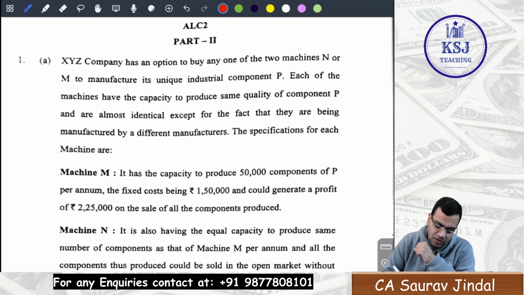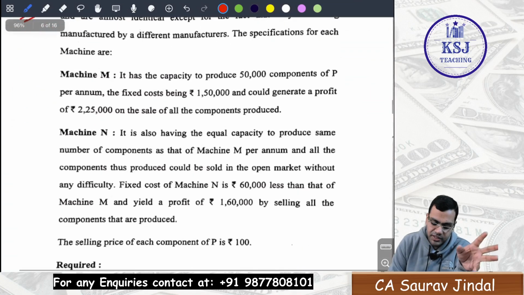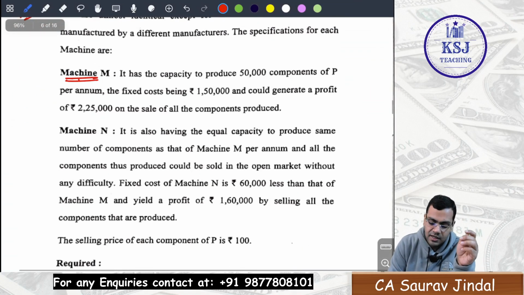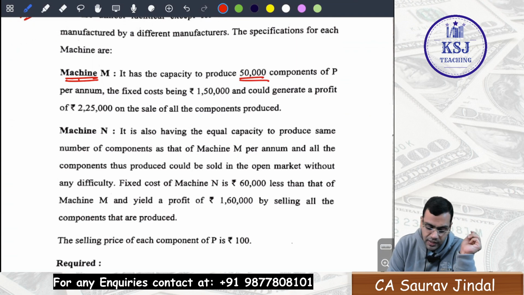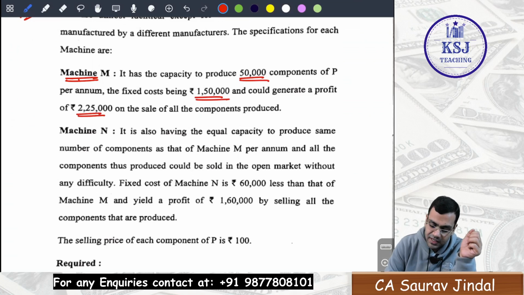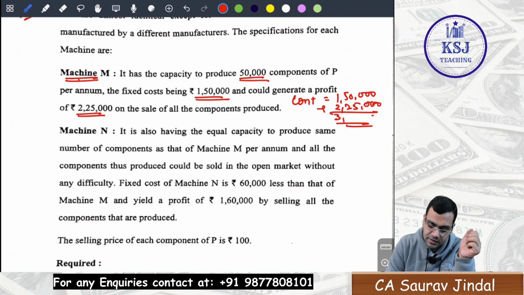It is on marginal costing, basically. They are evaluating two machines. For machine M, the data is given: 50,000 components it can produce, 1,50,000 is the fixed cost and the profit is given as 2,25,000. From here we can calculate contribution, yes or no? Contribution is fixed cost plus profit, yes sir. Contribution per unit we can calculate, yes sir, 3,75,000.